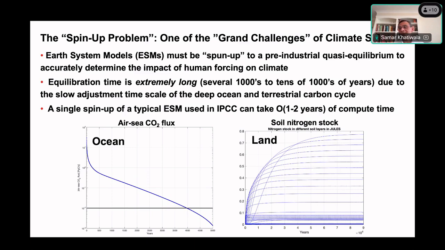On the right-hand side is an example of a terrestrial carbon cycle model. This is JULES, the land model in UKESM. And you can see the time scale on that is very different. It goes up to about 90,000 years. And you can see that in many regions of the planet, especially cold regions, it can take extremely long for the carbon cycle to come into some kind of equilibrium because the reaction rates are so slow that it really takes that long to get to equilibrium.